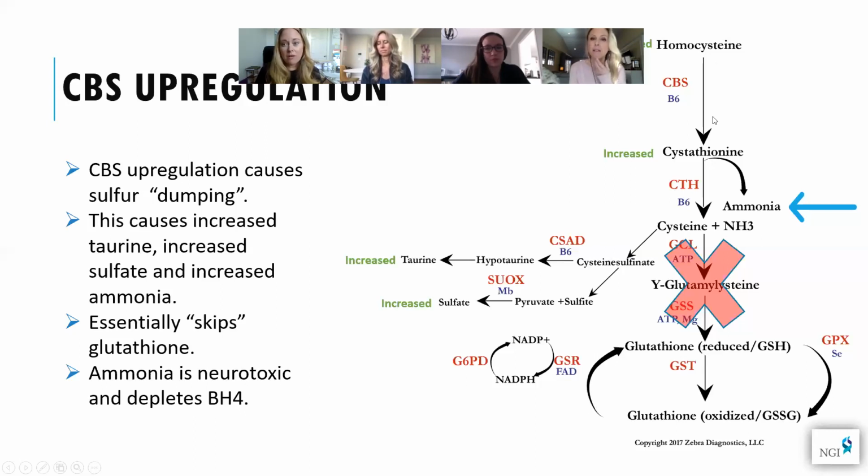So a lot of people go, I've got CBS upregulation, I have MTHFR, I'm going to take methylated folate, and it helps for a little bit because it helps to replace their dopamine and their serotonin artificially. It's like a giant Band-Aid. But it doesn't actually address their ammonia issues. So they still have brain fog.